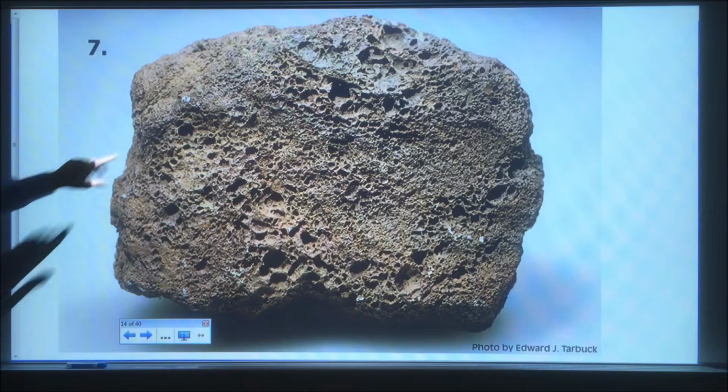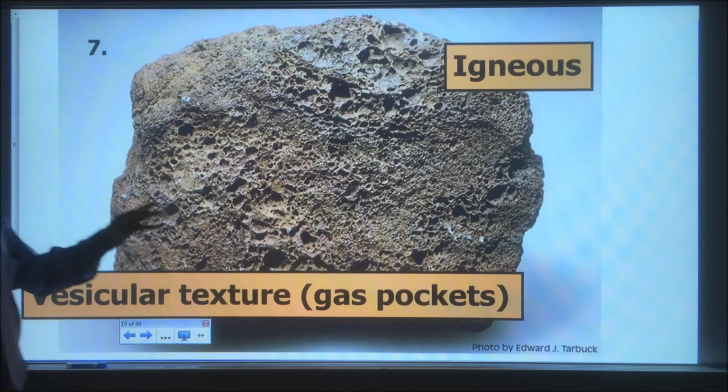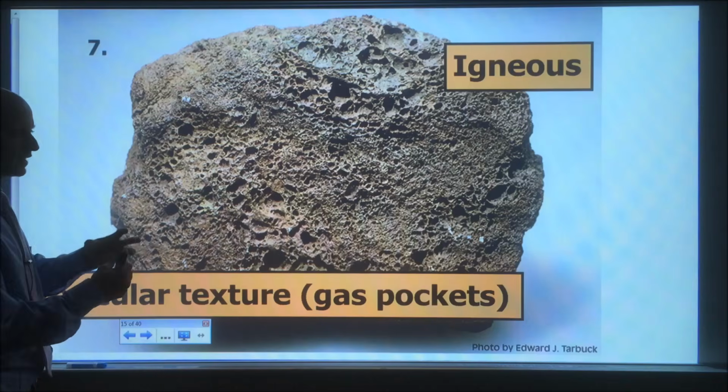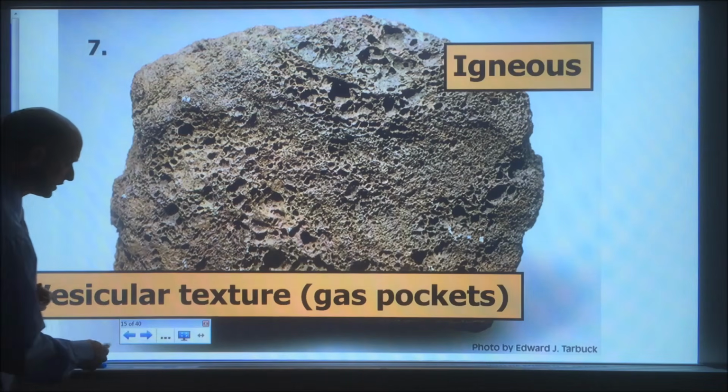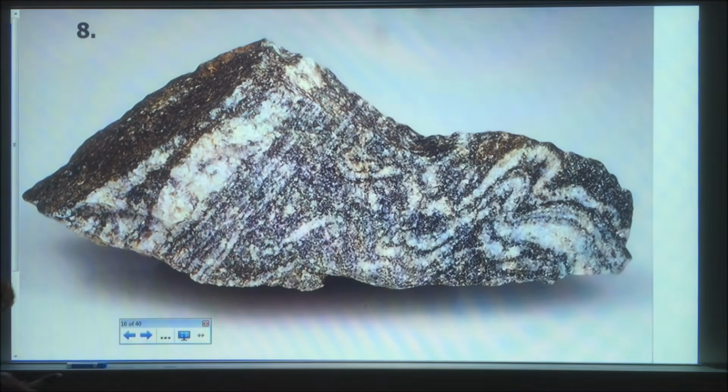Hopefully you can see this, all these little holes in here. What kind of rock is this? Igneous rock because of the vesicular texture, which is the gas pockets. Gases dissolved in the lava, and the lava solidifies so quickly those gases didn't get a chance to escape, so they get frozen in the rock itself.